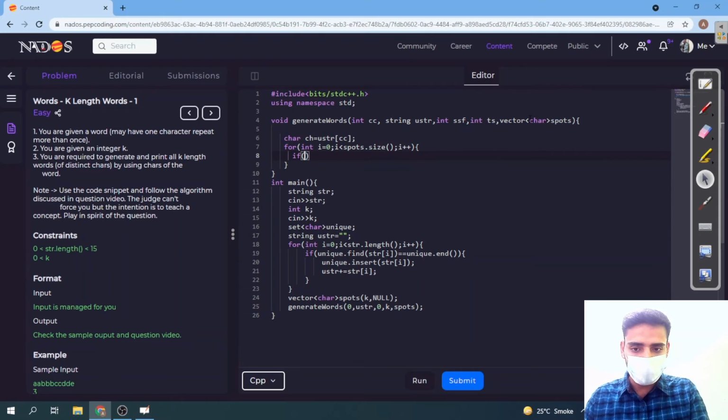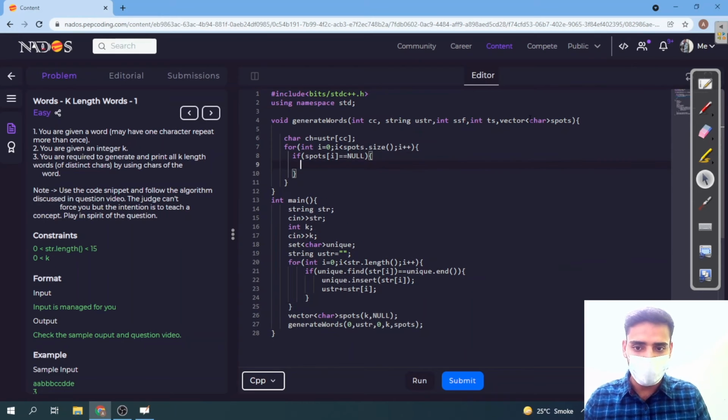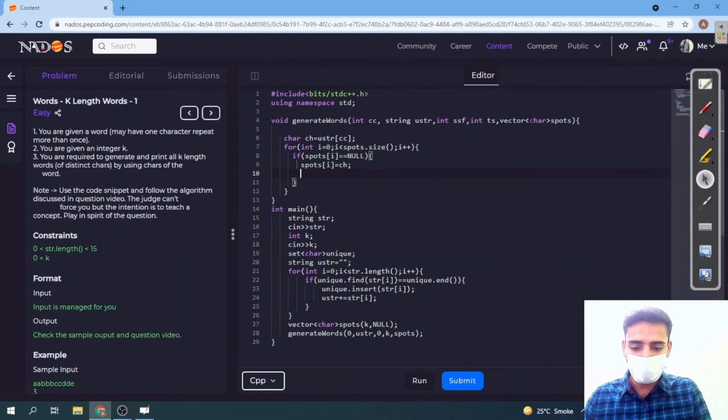Okay, so for that, if spots[i] is equal to null, it means it is empty, right? So if it is empty, we will occupy that space, we will use that space. How? Let me show you how. Spots[i] will be filled with our character, right? And don't forget to undo the things that you have done. So again, when we are backtracking, we will make it null, right?